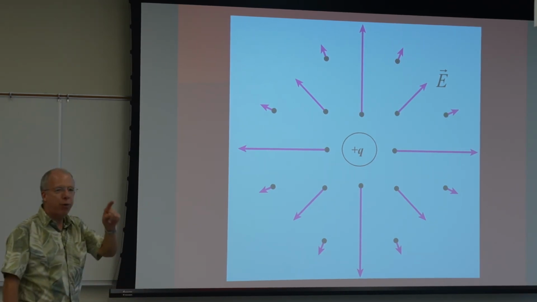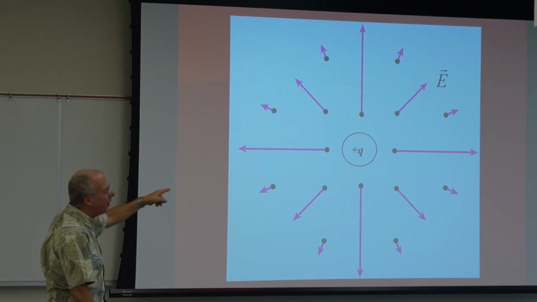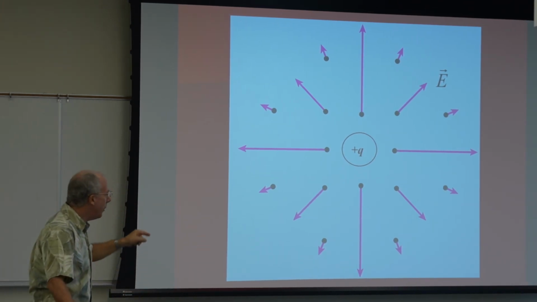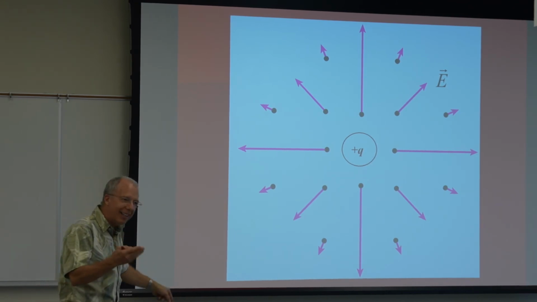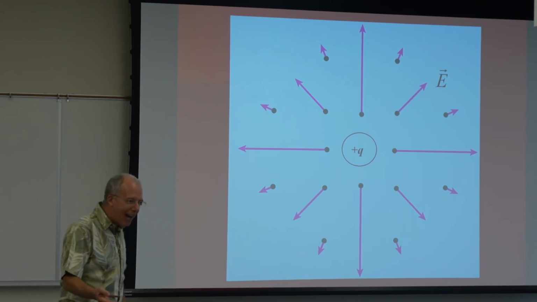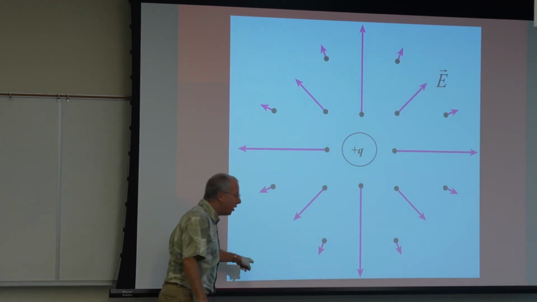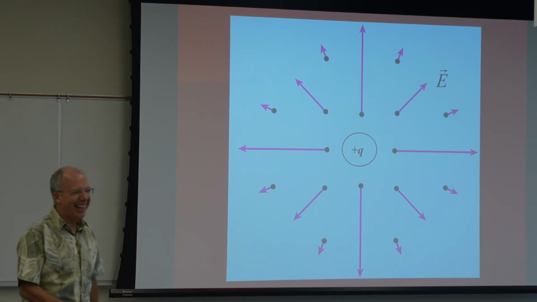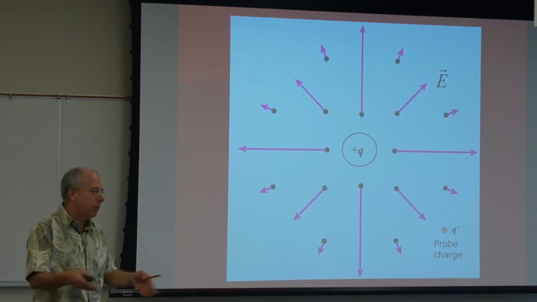Remember, what are fields associated with? Forces. So if we want to measure the strength of the field, we want to measure the strength of the force. And what are we going to use to measure the force? A charged object. Now, we don't want to disturb this, right? So what kind of charged object are we going to use? Super small. So a probe. It's just a charge, but we call it a probe because it's probing.